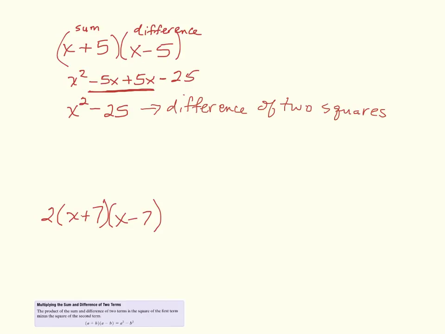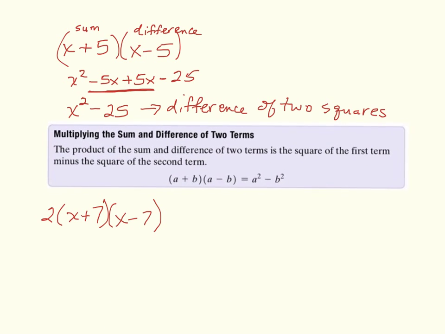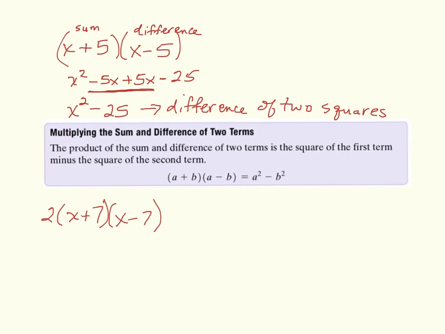Okay, sometimes it'll be the numbers first and a variable second. But here is what we do in multiplying the sum and the difference of two terms. It's always going to be the first term squared minus the second term squared.